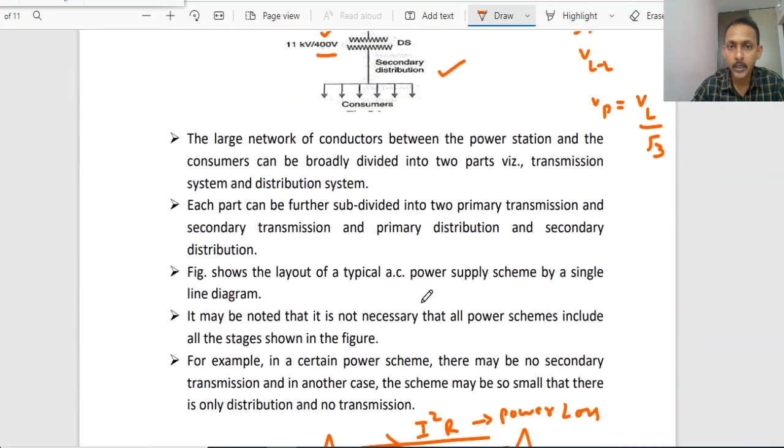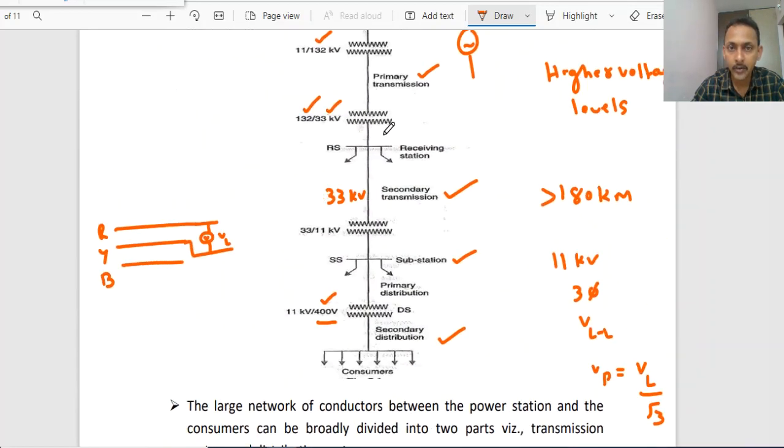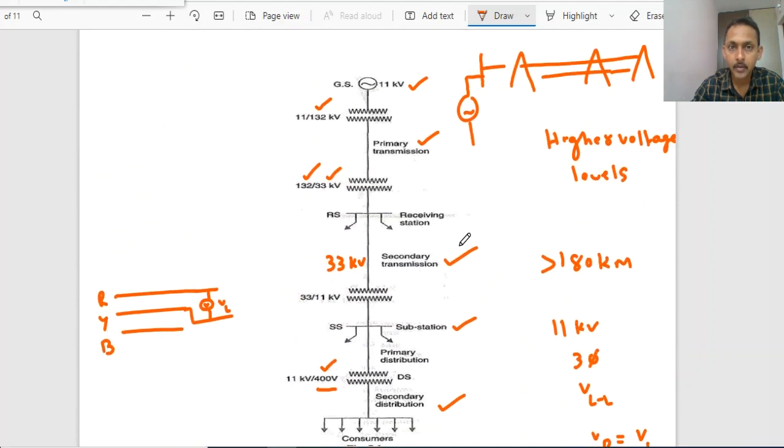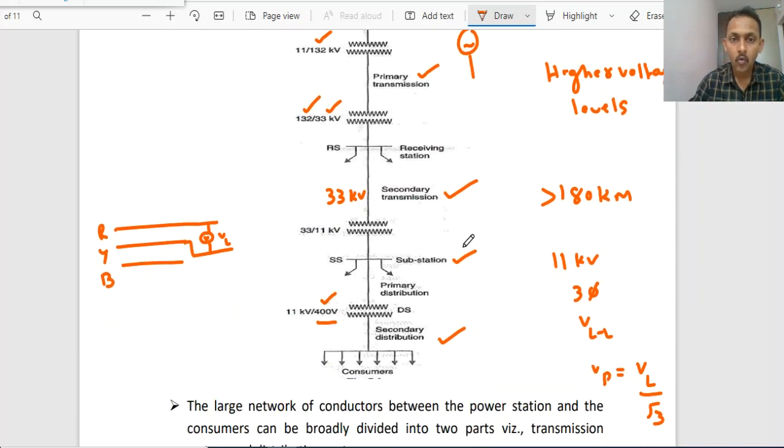Voltage levels are important, dear students. This single figure speaks about everything. The generating voltage is 11 kV. It is stepped up to 132 kV, and it will travel some distance at 132 kV, and again it will be stepped down to 33 kV, and further stepped down to 11 kV, and again stepped down to 400 volts.